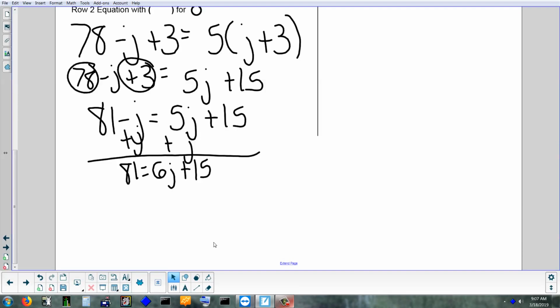I want to get that 6J by itself. I don't want any other numbers on that side with it. Subtract 15. Good job. Subtract 15 from what number on the left-hand side, Catherine? So I'm going to get 66 equals 6J.